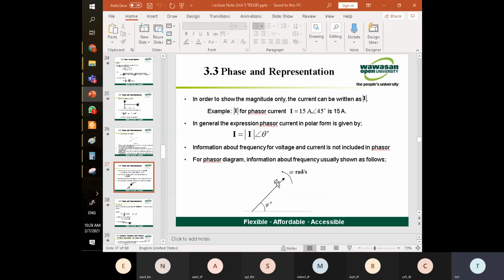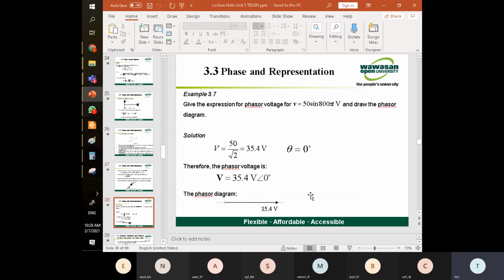Okay, so V and I are also the same thing here. Let's say the circuit is pure resistive. 35 volt at 0 degree is all the way on the horizontal line. It's all laying on the 0 degree here. This is for the pure resistance. So the way to express this one is 35.4 as the magnitude, 35.4 volt at 0 degree. This is for the pure resistance.